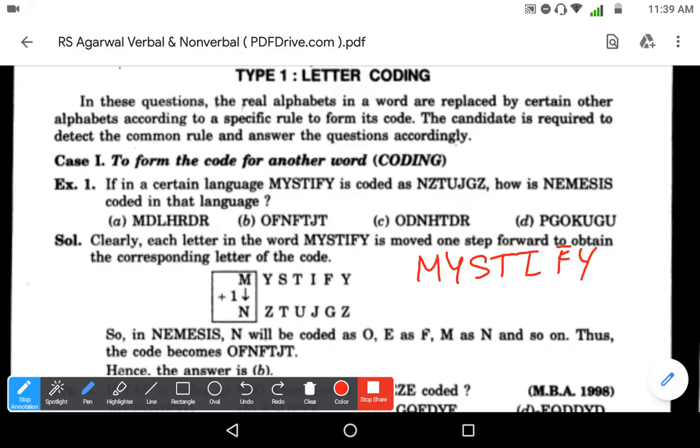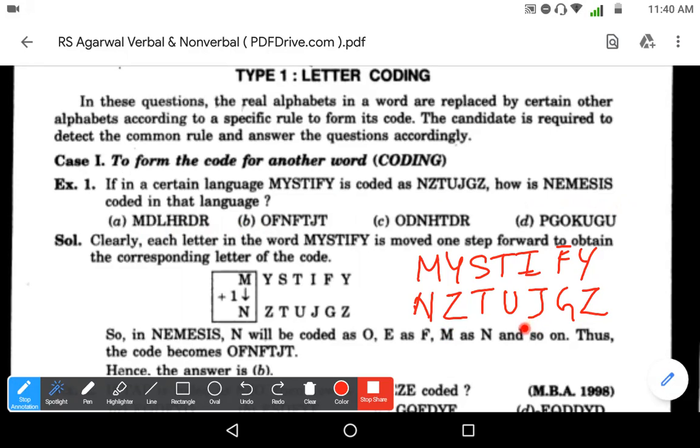MYSTIFY. Mystify is coded as NZTUJGZ. Okay, and they are asking us how is NEMESIS coded in the language. Now please don't try to find the meaning of the words. In many cases you will not be able to get the meaning of the words. Just see what are the alphabets present and what is the code that is being given for that alphabets.